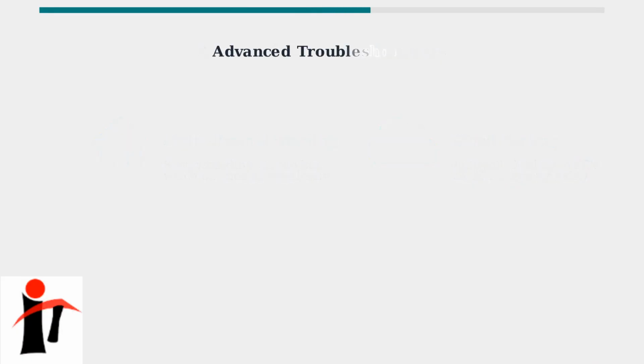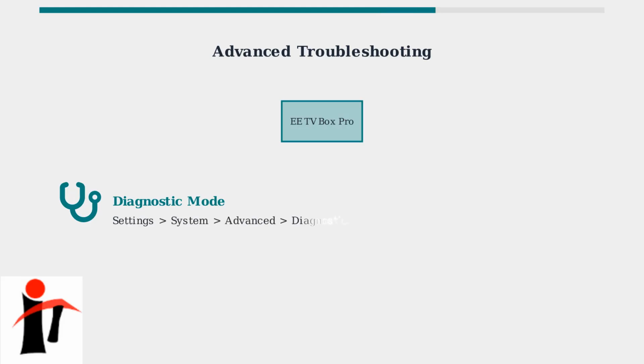When issues arise, the EE TV Box Pro includes powerful diagnostic tools to help identify and resolve problems quickly. These hidden features can save you time and improve your viewing experience. Access Diagnostic Mode through Settings, then System, Advanced, and finally Diagnostics. This hidden menu provides detailed system information, error logs, and performance metrics to help identify issues.